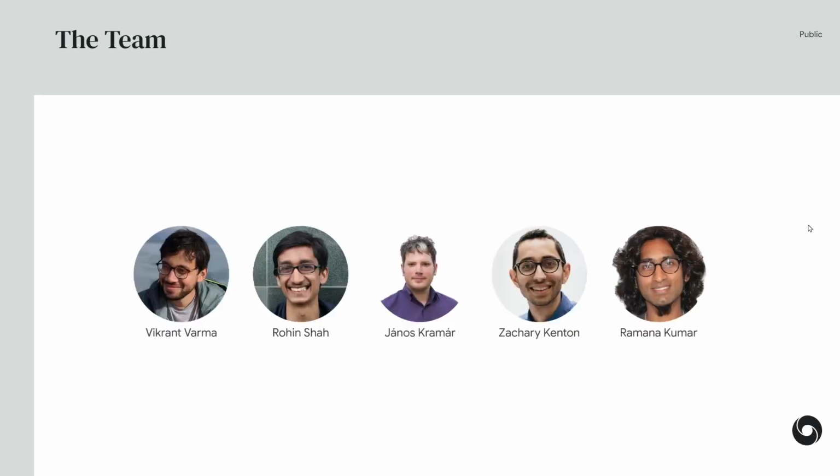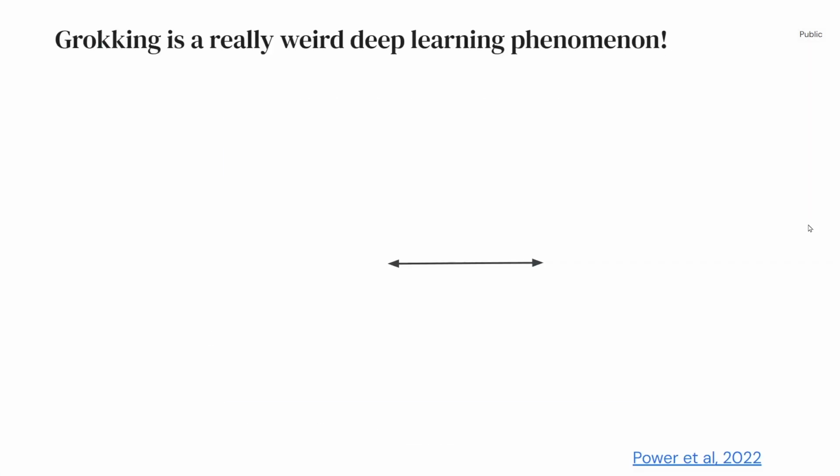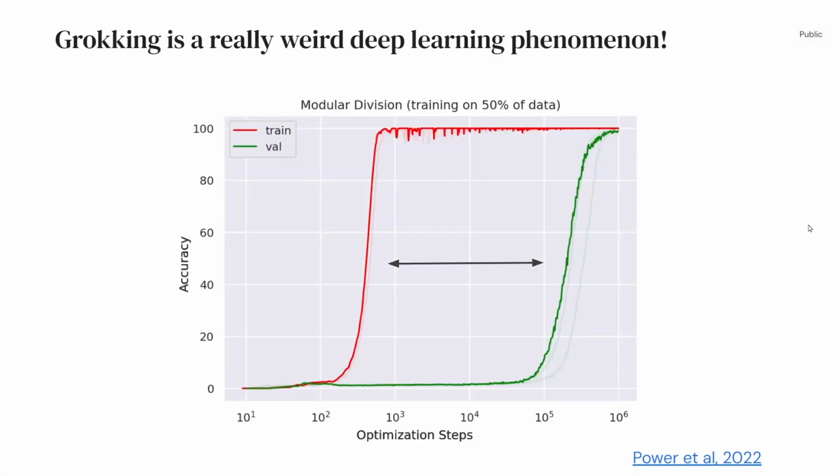Cool, so this was work done at DeepMind by these wonderful people on the alignment team. Okay, so probably everybody knows this, so I'll speed through it a little bit, but grokking is a really weird deep learning phenomenon. When we started this project, it was even more mysterious because we didn't have the reverse engineered circuit that these transformers learned. And we were kind of like, what is happening in this part?